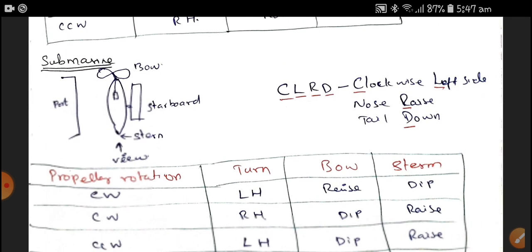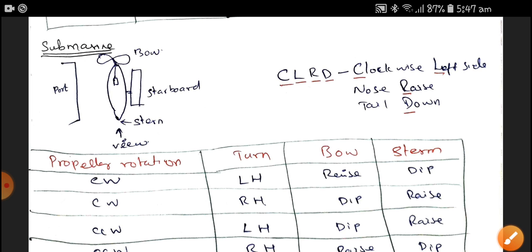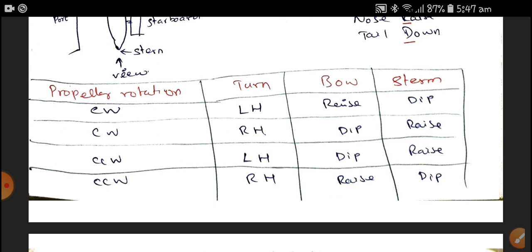If you understand this one, all the other things can be easily developed. And for the submarine, take this as a propeller, and the propeller side is called the bow, and the front is the stern, and the sideway is the starboard. Here the propeller rotation is clockwise, and if it turns left hand side, the bow will rise and the stern will dip. Whereas if it takes a right hand side, the bow will dip and the stern will rise. Whereas if the propeller rotates counterclockwise and turns left hand side, the bow will dip and the stern will rise. In the counterclockwise direction, if it turns right hand side, the bow will rise and the stern will dip.